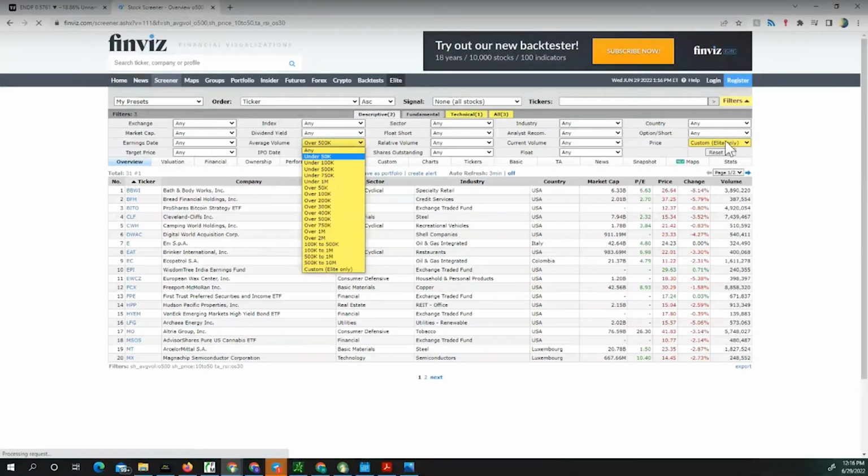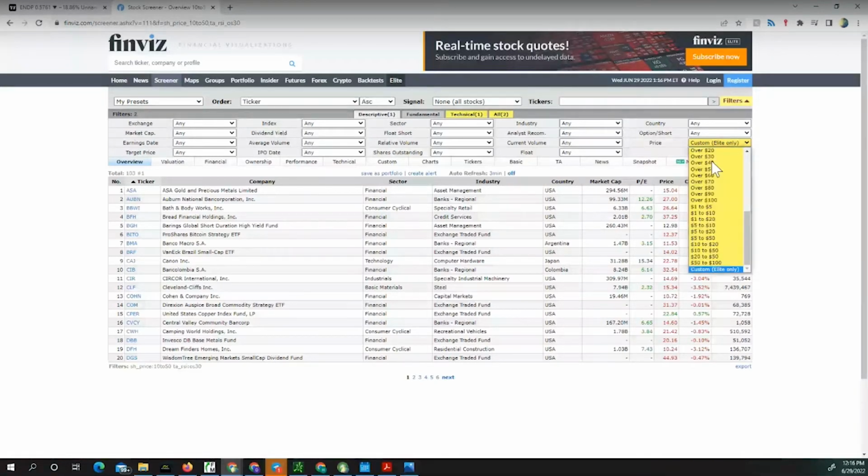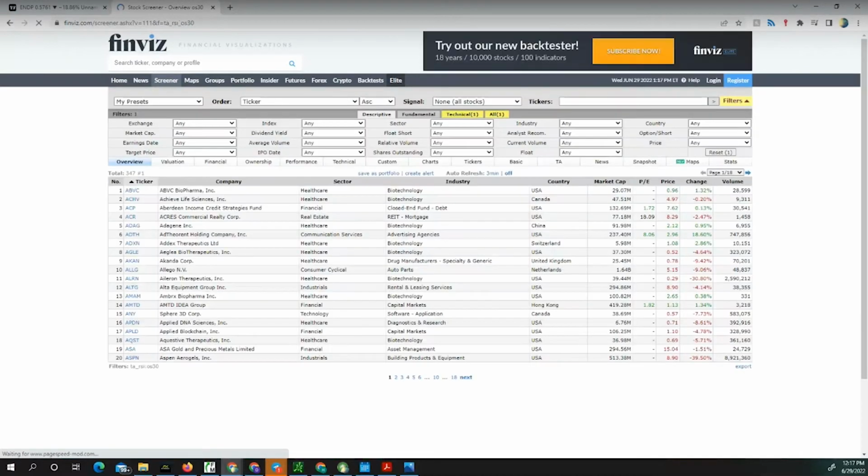Let's go. The last one is price. So I'll do any. Okay. So like I said, you use FinViz to screen, and screening means just sifting out the stocks that are not ready for you to buy and keeping the stocks that are ready for you to buy.